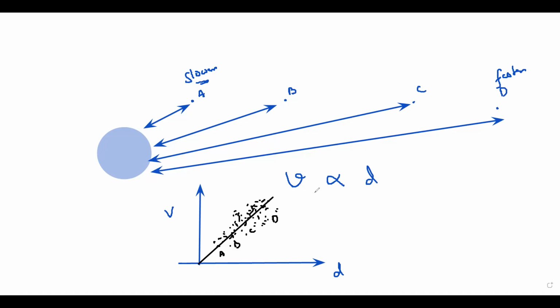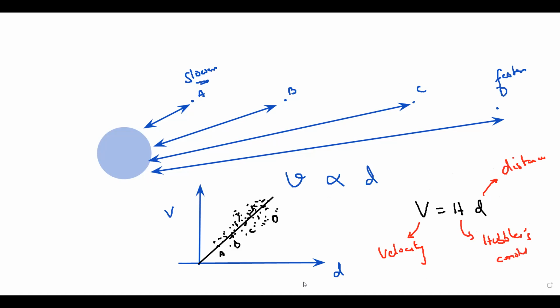Whenever two quantities are directly proportional, we replace the proportionality sign with an equals sign and a constant. So we can say V equals HD. What is H here? H is known as the Hubble's constant. Here V is the velocity at which the galaxy is moving, D is the distance, and H is the Hubble's constant, which has a fixed value.